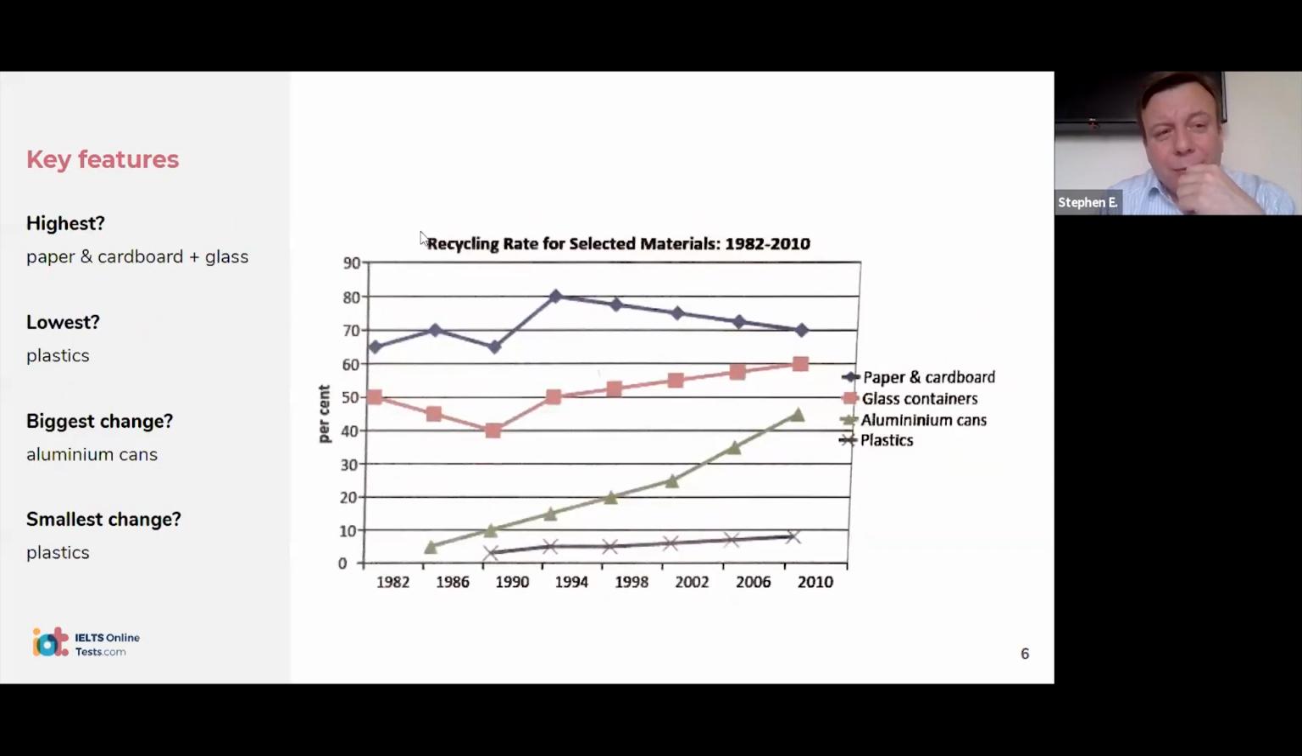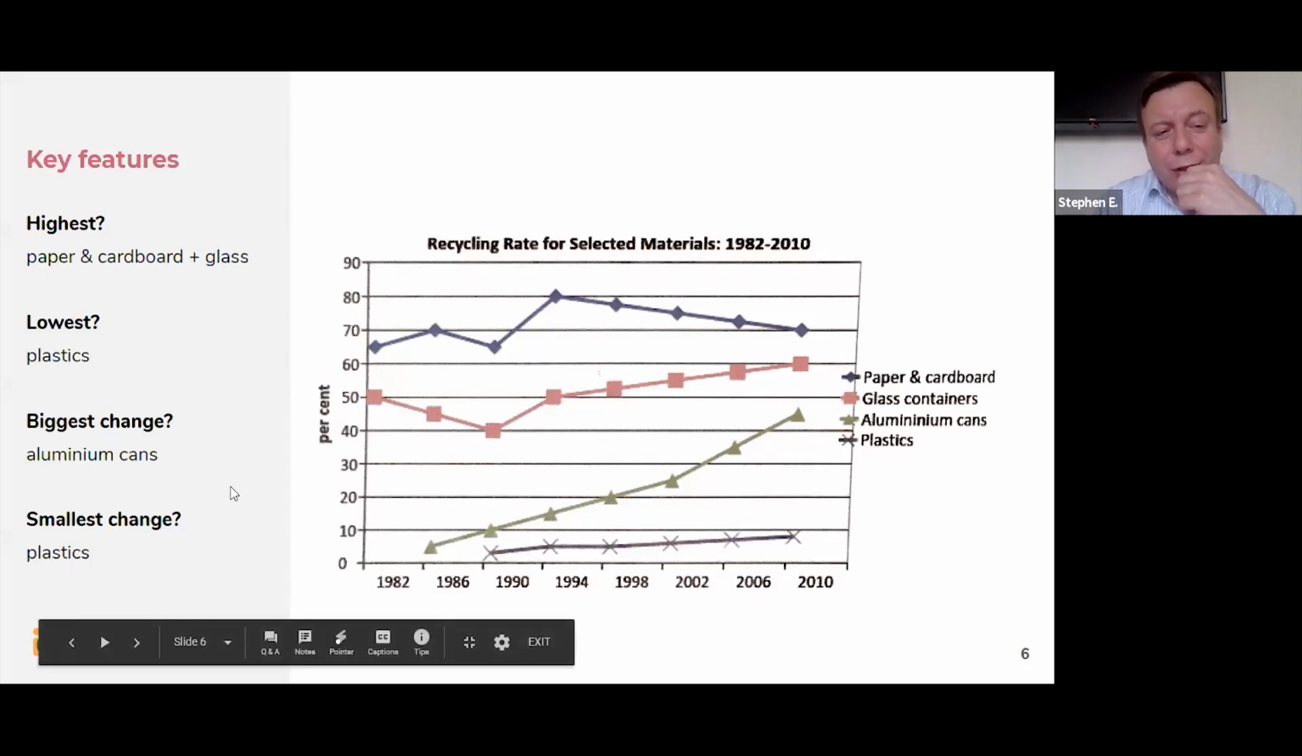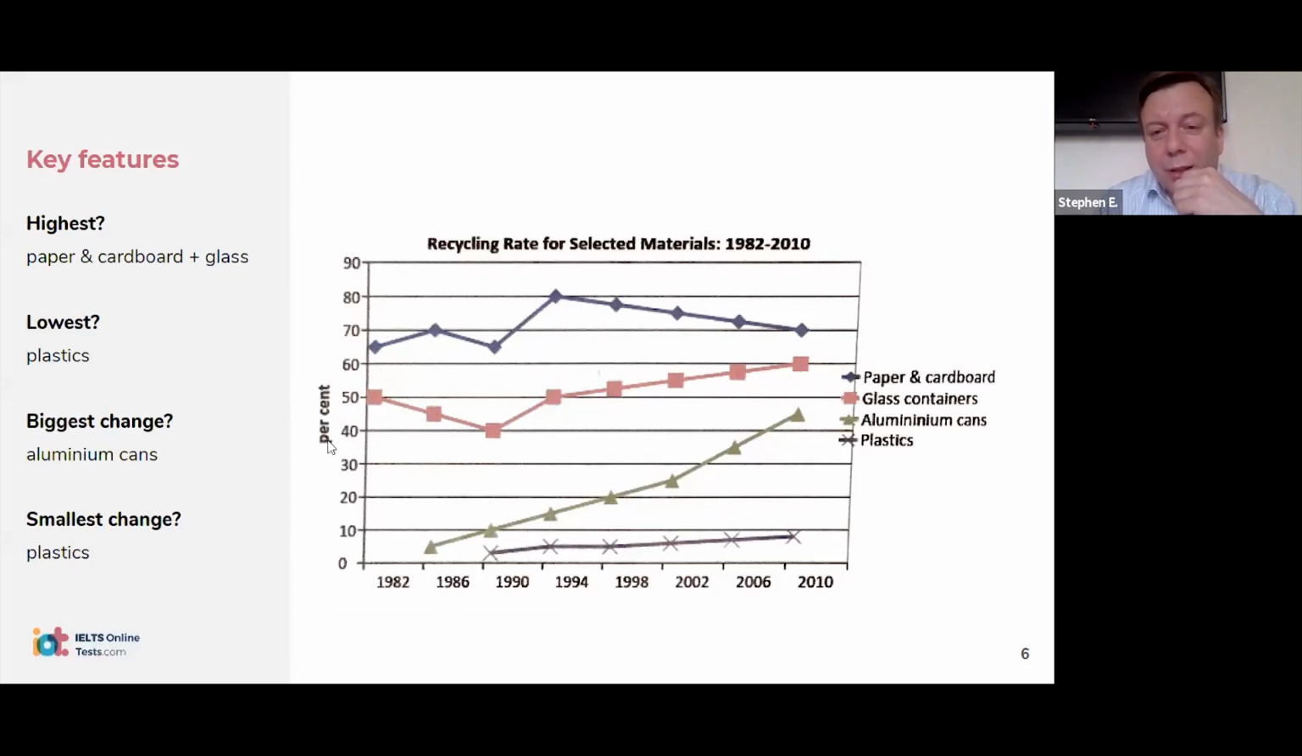So we've got our key features. Some of you said highest paper, cardboard and glass. Lowest, we got plastics. Biggest change, aluminium cans. And then smallest change, plastics. So everyone's on point there. Just having a look at the comments, everyone's pretty much got those key features.